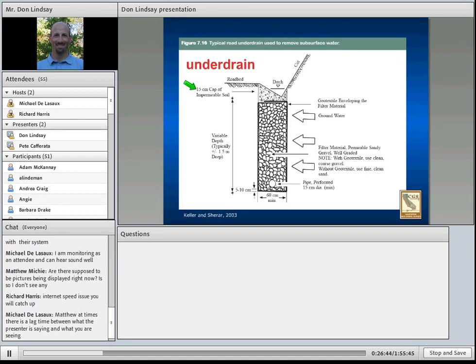I would recommend never mixing surface water with a subsurface drain. Surface water and groundwater should be handled separately. In this case, the ditch should handle surface water and the underdrain should handle groundwater.